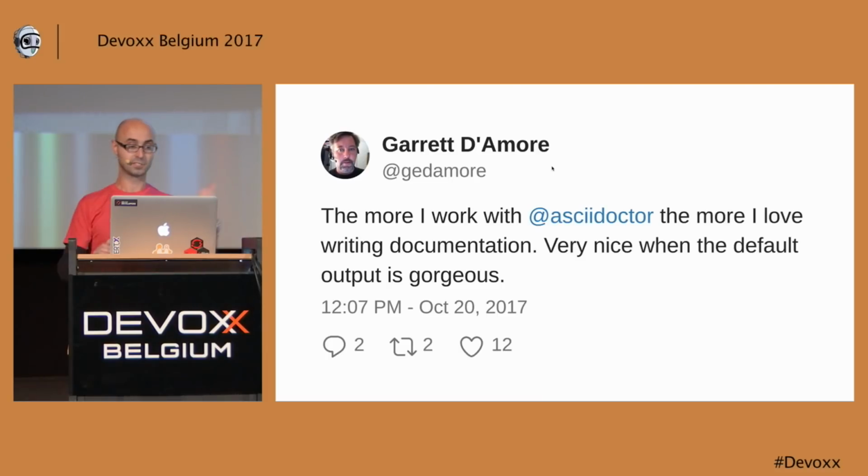Now, I think that this summarizes a lot what Asciidoctor is: the more I work with Asciidoctor, the more I love writing documentation. Very nice when the default output is gorgeous. I mean, one of the key points of AsciiDoc and Asciidoctor is that we are trying to make you enjoy writing documentation, but also the default output is something you can take and give to all your customers without any problem of having to deal with style sheets and so on and so forth.